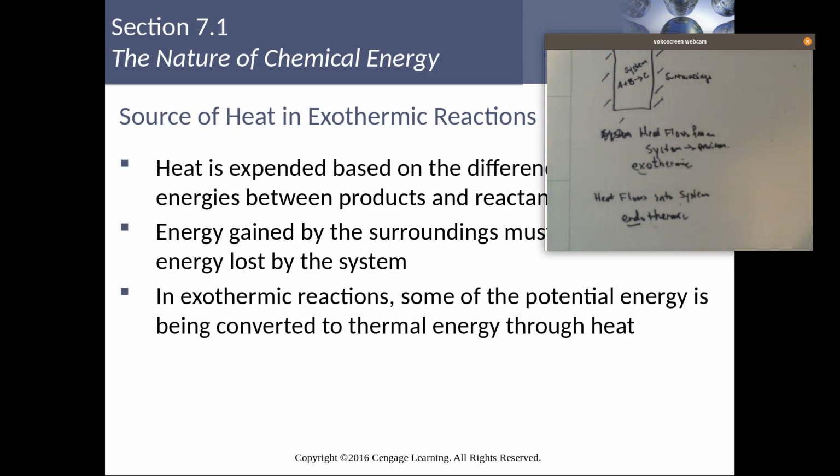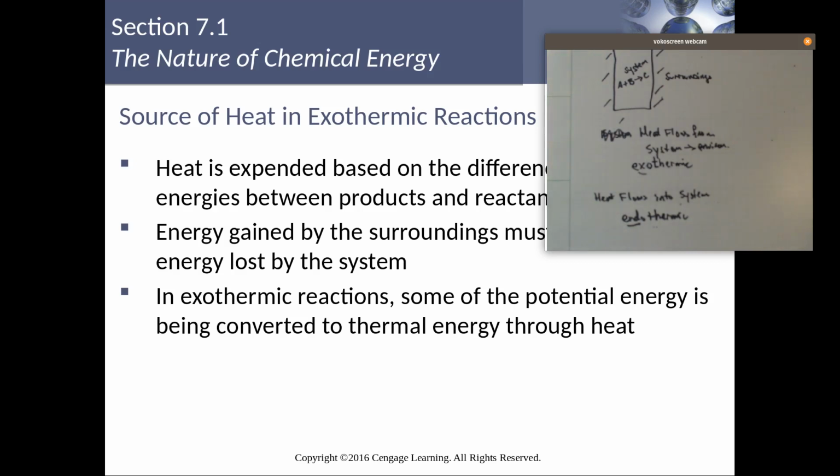Maybe it's the other way around. Maybe the energy of C is greater than the energy of the reactants. In other words, I need to heat the system up, light it on fire, add energy. Heat flows into the system as an endothermic reaction. It requires energy in the form of heat to initiate the chemical reaction. Okay? So we have endothermic reactions that you have to add energy to, and exothermic reactions in which energy is given off.